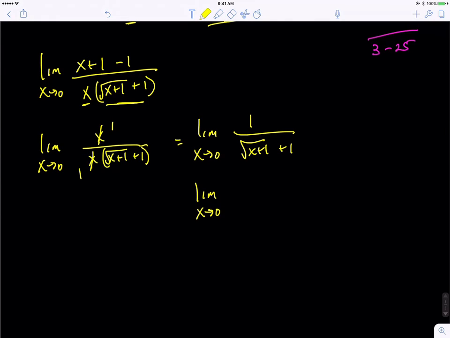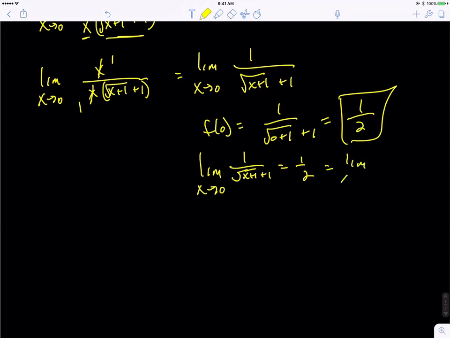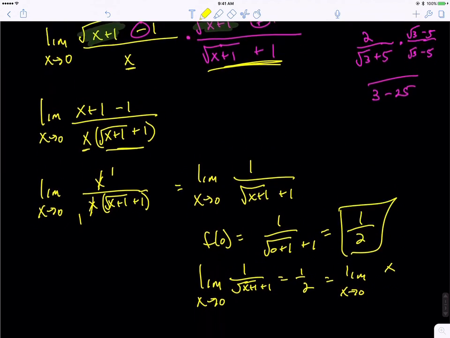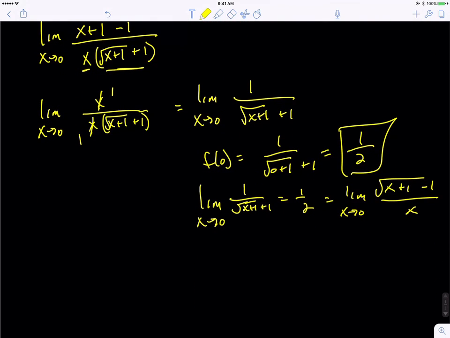So to find the limit, since it's continuous, I can just go find f of 0, and that will be the same thing. So now if I plug in 0, I get 1/2. So then that's going to be the limit as x approaches 0 of this function, which is also then going to be the limit of this function. What did we have? The original function, the square root of x plus 1, minus 1, over x. Yeah. All those things are equal, so that's the answer.